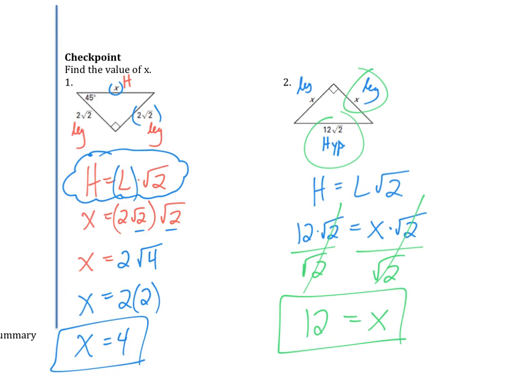Okay, so the big takeaways from today are the equation for a 45, 45, 90 triangle. When you're trying to find the side lengths, the equation is h equals L square root 2. And then from there, you substitute in for the hypotenuse and for the leg, and you can find your missing sides. Right, and that's all we got for today.